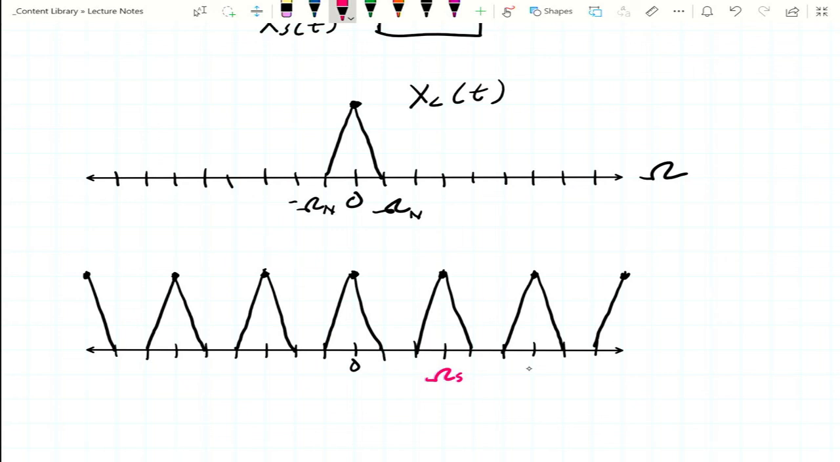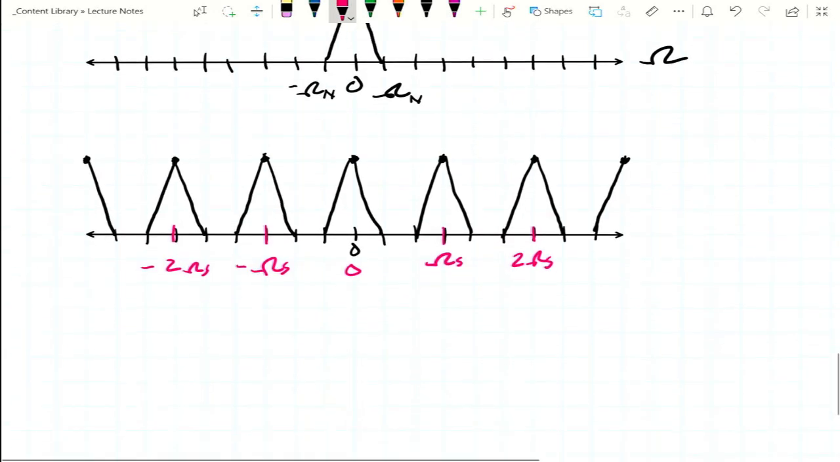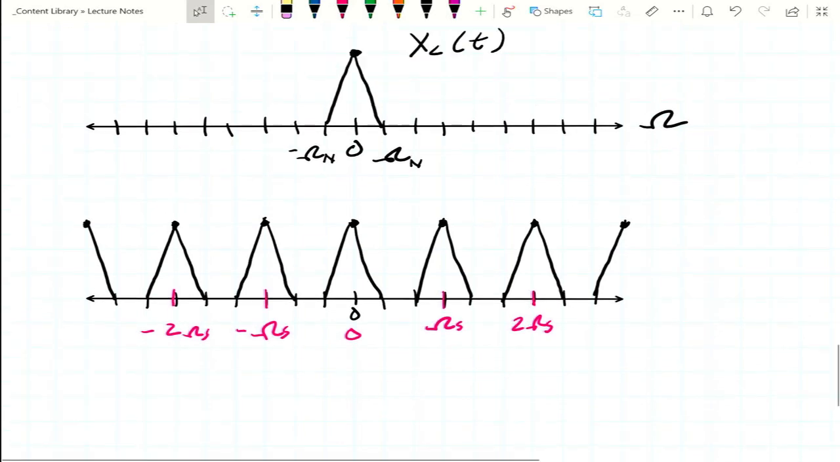That's our omega s right there. That's our 2 omega s. That's our minus omega s. That's our minus 2 omega s. So what's going to happen? We've chosen a sampling frequency that's big enough that we're not going to get any of that distortion.